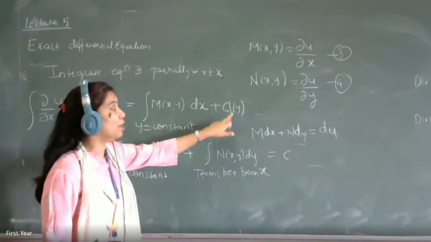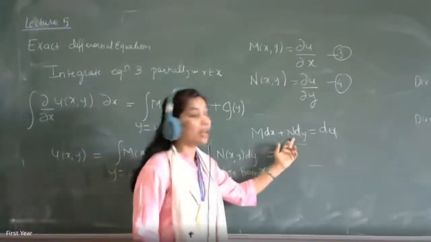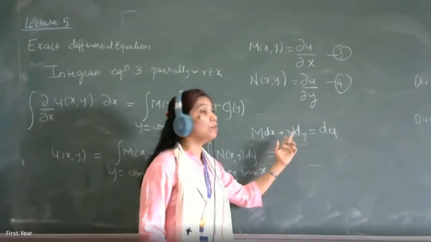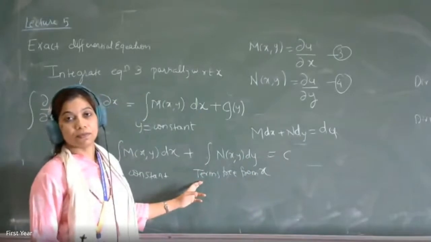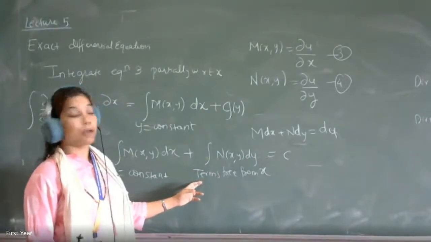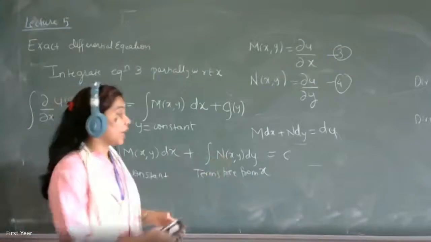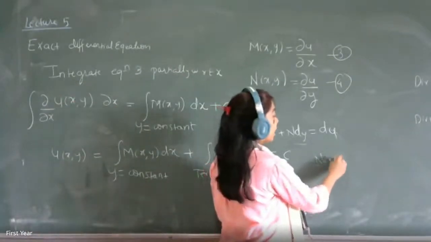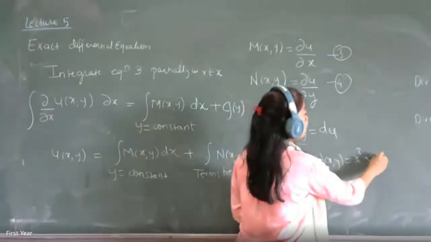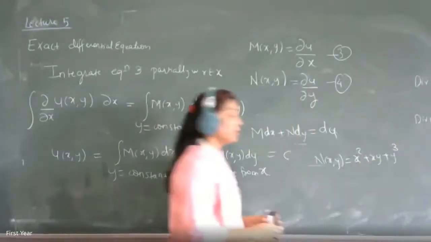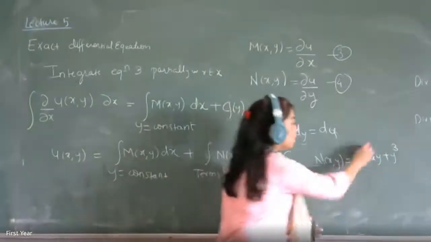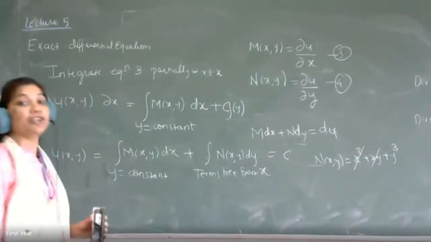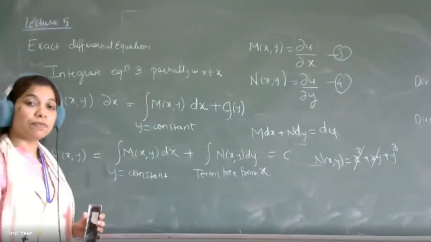Here the g of y should be only a function of either y or x. So this N can be used to solve that, and for that I have to remove all the terms which are in x in N and then do the integration. Is that clear? What do you mean by terms free from x? Suppose your N(x, y) is x square plus xy plus y cube. So remove the terms x square and xy, and only do the integration of y cube, you get y to the power 4 by 4 plus arbitrary constant c. Is it clear? Yes, ma'am.